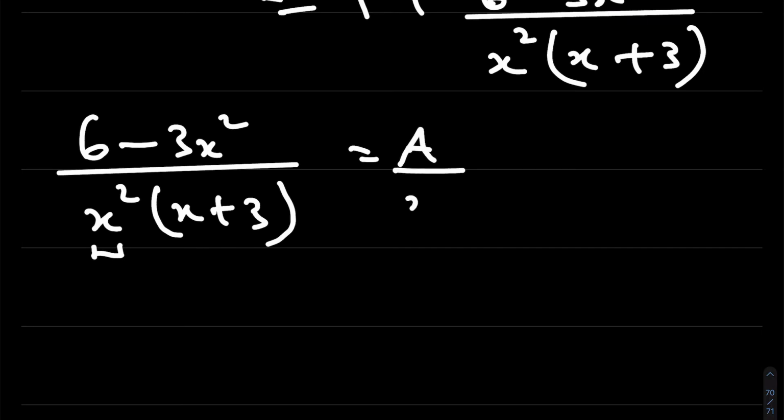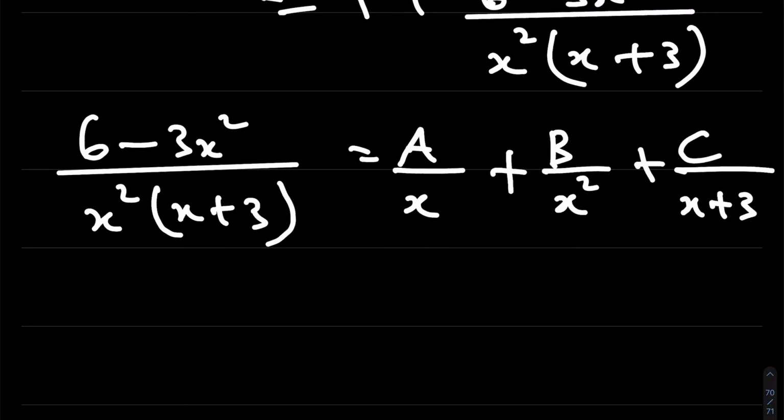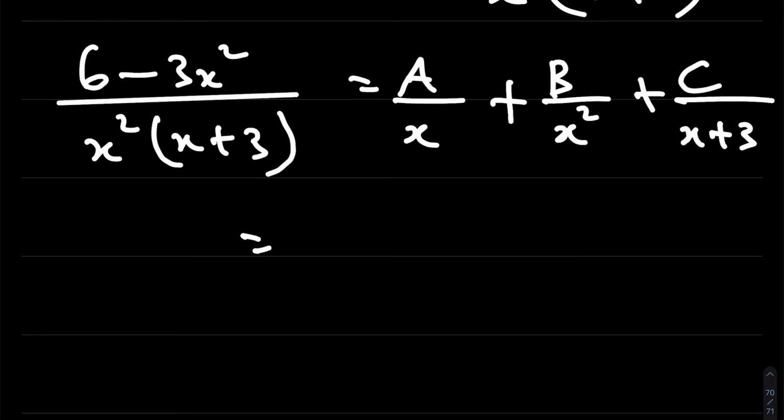So that's a over x raised to power 1 plus the numerator of the second power, which is x raised to power 2, is also a constant because the factor is a linear factor. So plus b over x squared. Plus x plus 3 is also a linear factor, so we just assign a constant to the numerator of its partial fraction. So x raised to power 1 is the same as x, so I can just leave that as x. Now I can simplify further.